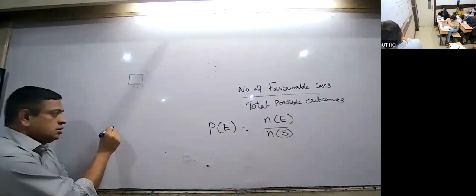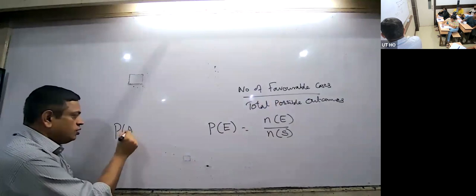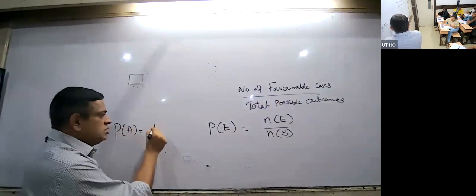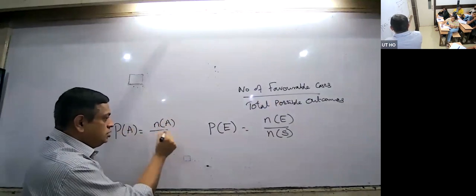Now, if I write P of A, what do you have to write? P(A) is equal to n(A) upon n(S).